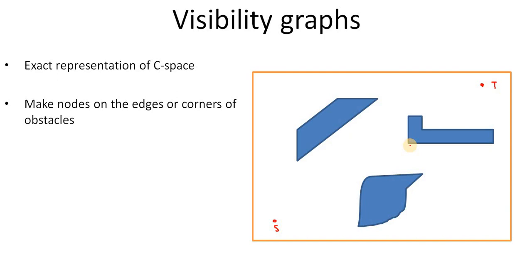Make nodes on the edges or corners of the obstacles. So here we have obstacles. This is obstacle number 1 here. This is obstacle number 2. And this is obstacle number 3. And these are the corners, or you can say edges, of the obstacles here. The corner or edge is where there is a sharp change of direction of your line, then you can say that this is an edge or a corner.